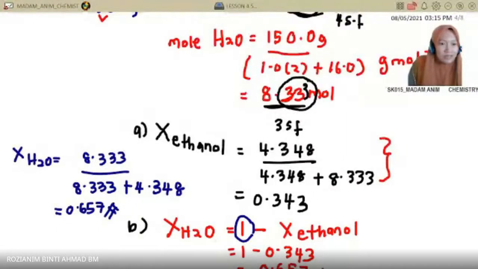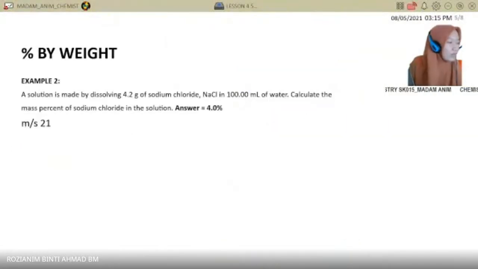Alright, okay. So next, percentage by weight. Okay, kita terus masuk konsep satu persatu. Okay, percentage by weight. For right now, the question is page 20. So I choose example number 2. Example number 1, I let to you. Okay, example number 2, page 21.